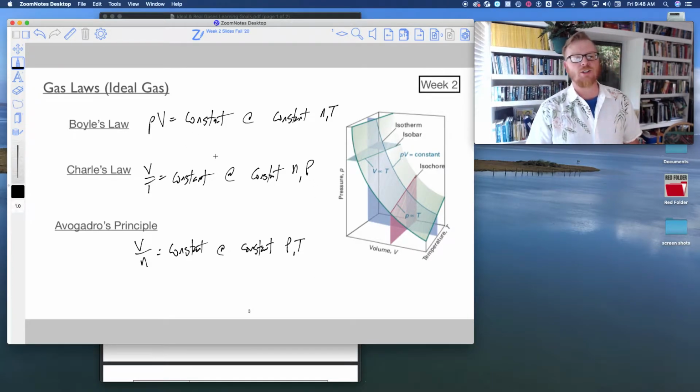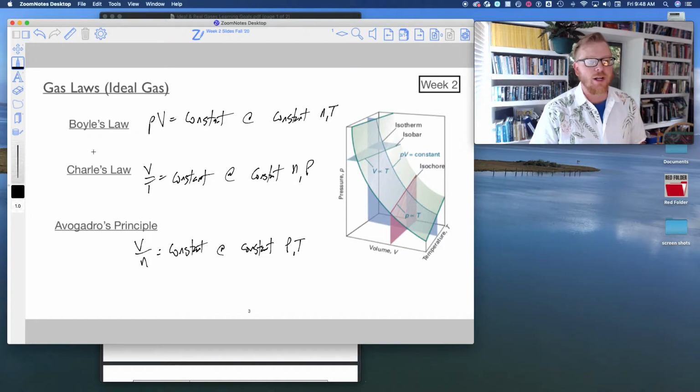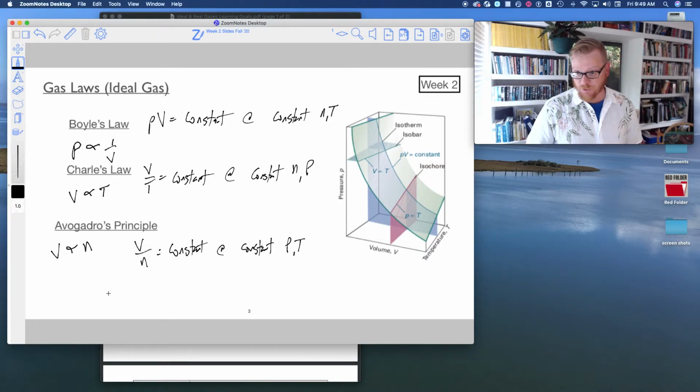Well, we could rearrange this, right, algebraically, and we know really Boyle's law says that P is proportional to 1 over V, of course at constant T. Okay, so Charles' law says V is directly proportional to T at constant N and P. And of course, Avogadro's principle says volume and number of moles are directly proportional to each other as well.